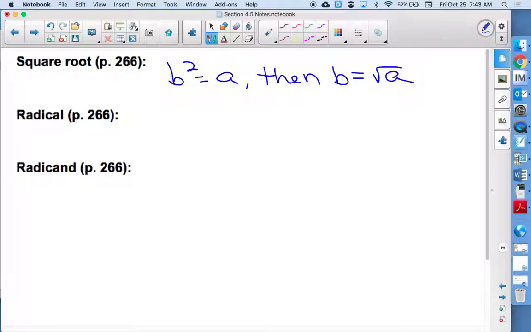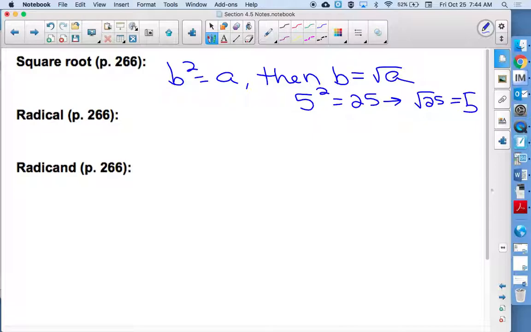Give me an example. Yeah. So 5 squared is 25, so then we would say the square root of 25 goes back to the 5. So that's kind of what that little algebraic statement means. If you have a number squared, then I could take the square root of it.